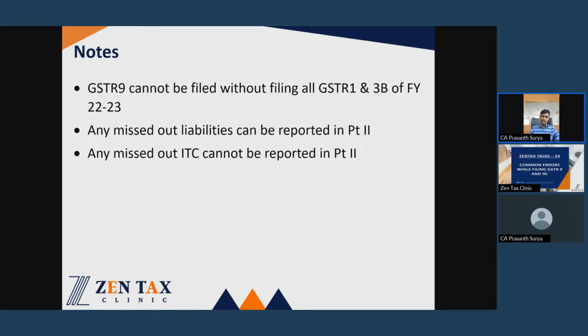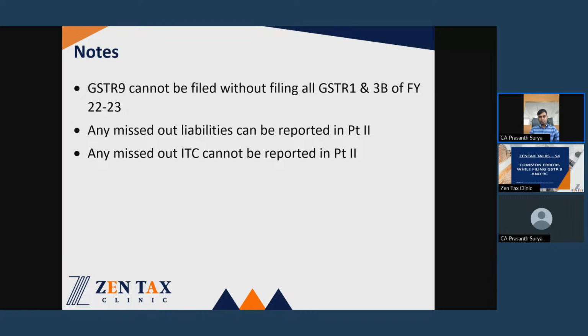As I already said, GSTR9 itself doesn't automatically create a liability or make you pay the tax before filing. It will get filed. After that, you have to initiate a DRC03 voluntary payment, or otherwise the department will issue notices on the differences noted in GSTR9.